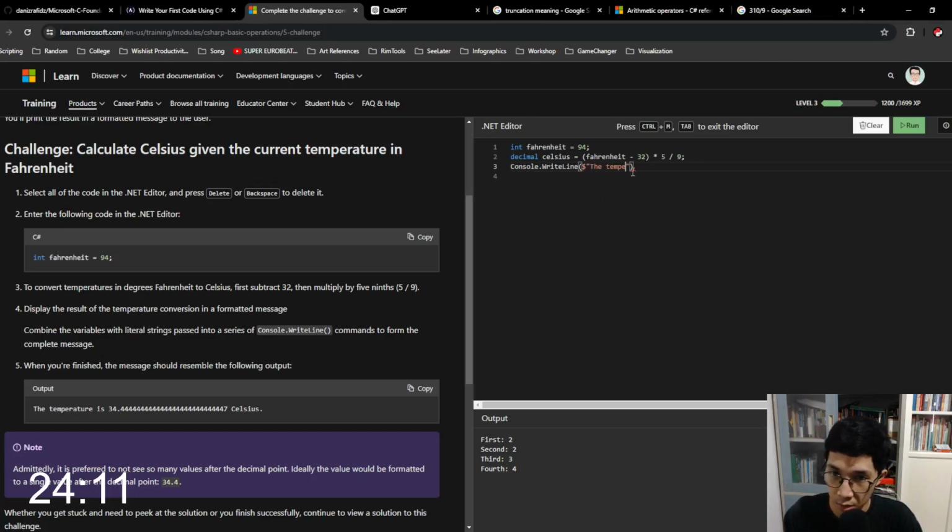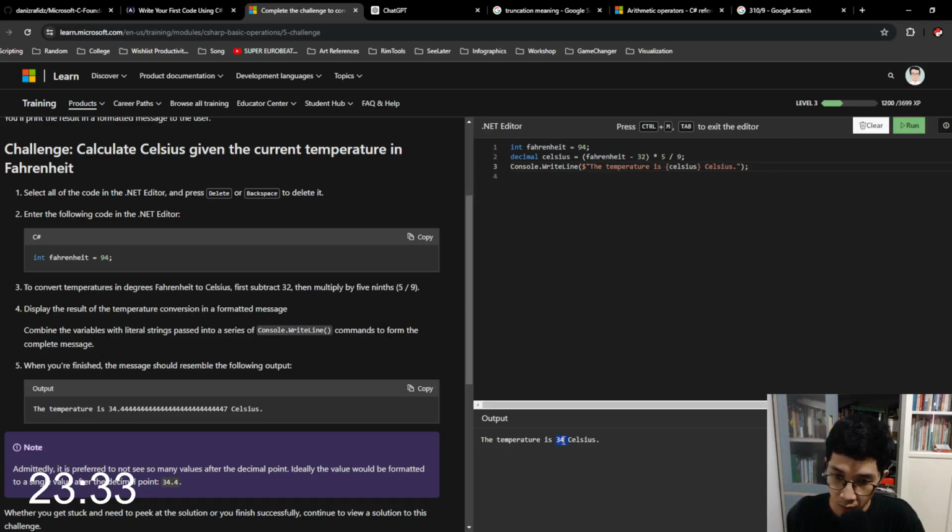Yeah, the temperature. The temperature is... yes, Celsius. Don't forget the curly braces. So you can input the variable that I have put in the previous line, and then Celsius as a string. So what will be the result? Don't forget the semicolon. I forgot that.